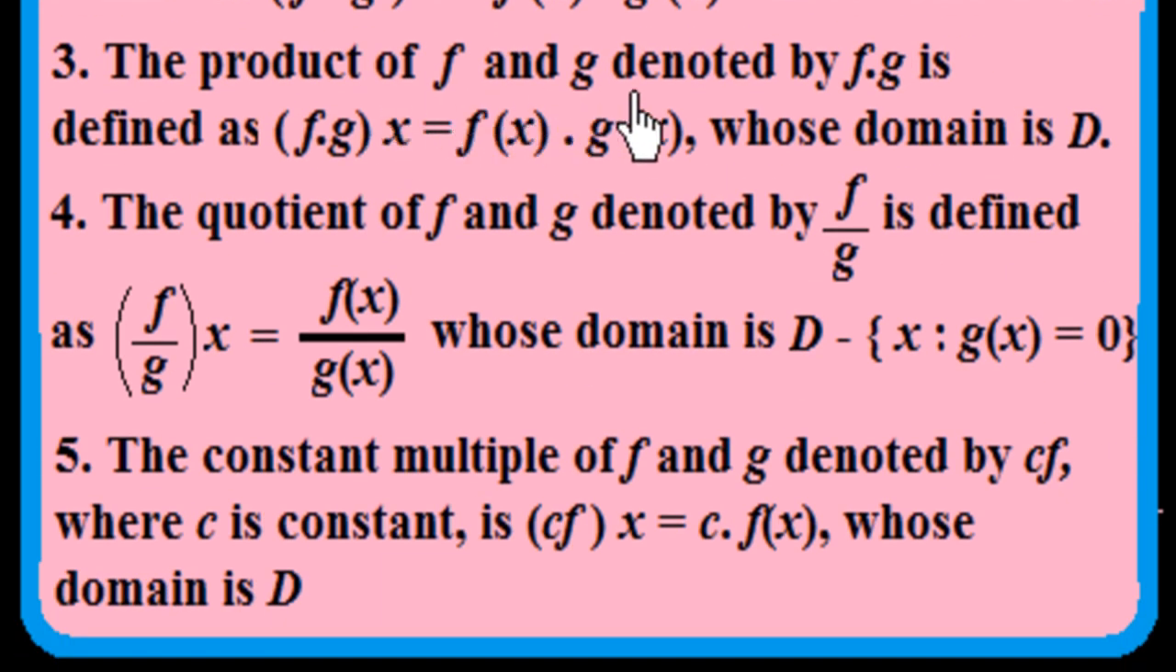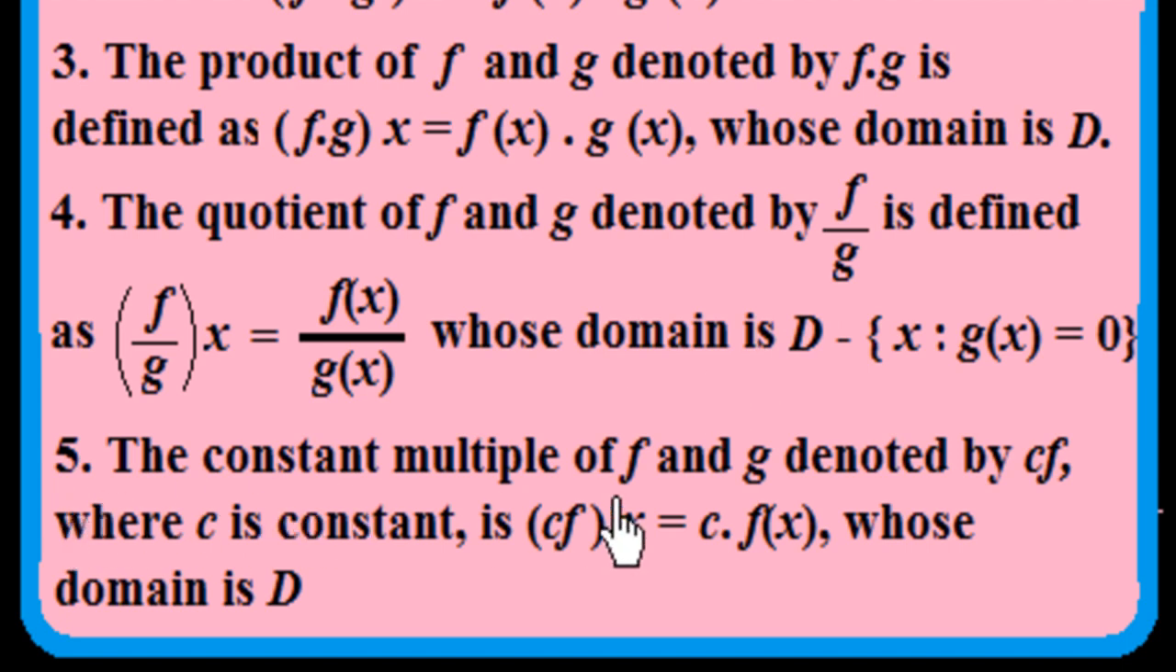The product of f and g, denoted by f dot g, is defined by (f dot g)(x) equals f(x) dot g(x), whose domain is d. The quotient of f and g, denoted by f over g, is defined by (f over g)(x) equals f(x) over g(x), whose domain is d minus {x such that g(x) equals 0}, because the denominator should not equal 0, so we are deducting this from that intersection d, which is d1 intersection d2.